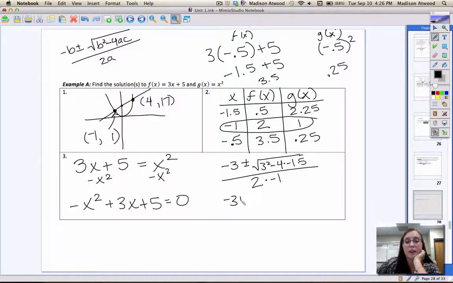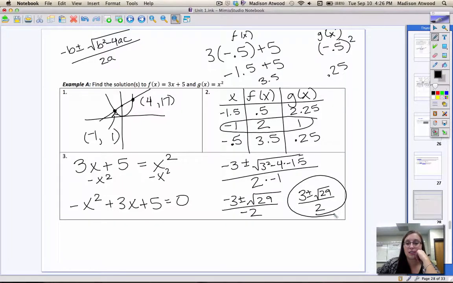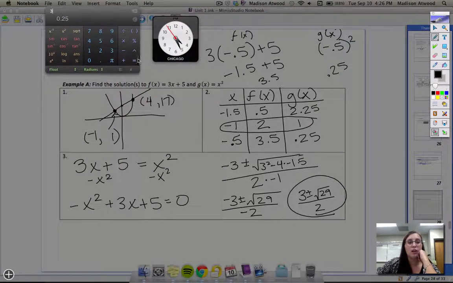And simplify that down a little bit. I'm going to get the square root of 29 divided by -2. So I'm actually going to simplify that just one more. I'm going to do 3 plus or minus the square root of 29 divided by 2. So this would be our exact solution. To get a decimal approximation, I'm going to do 3 plus the square root of 29 and divide that by 2. That'd be 8.07.